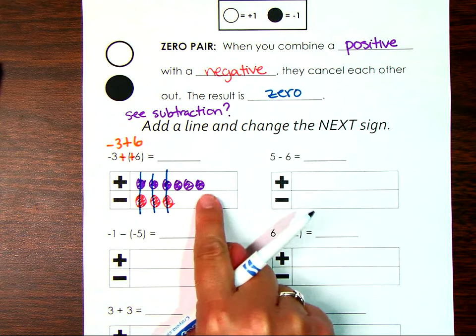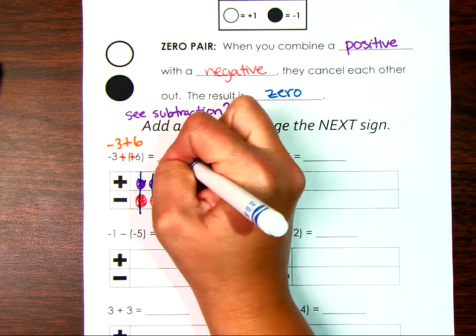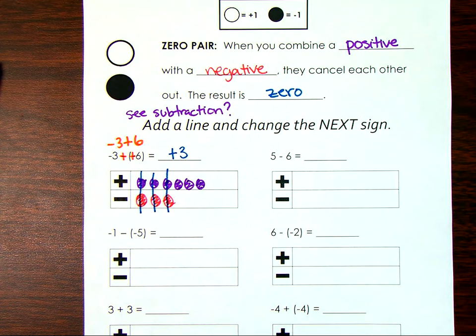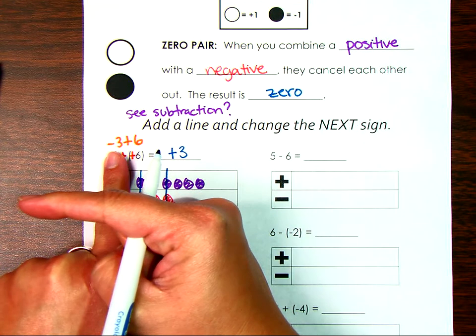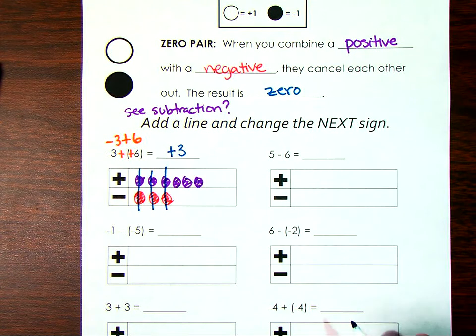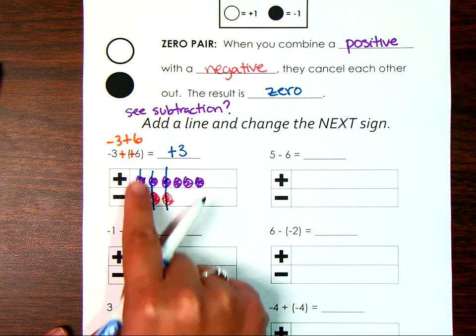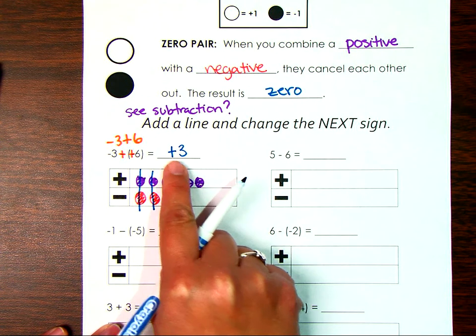There are 3, and I already know the sign. There are 3 positives. And to reiterate what we did yesterday, if I went 3 to the left on the number line and 6 to the right, I would land at +3. So drawing them this way and canceling out with our 0 pairs will not only tell you what your answer is, but the sign.